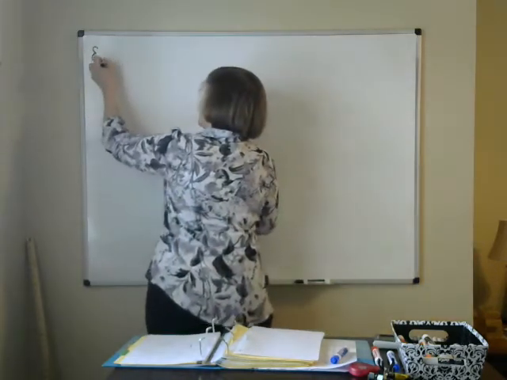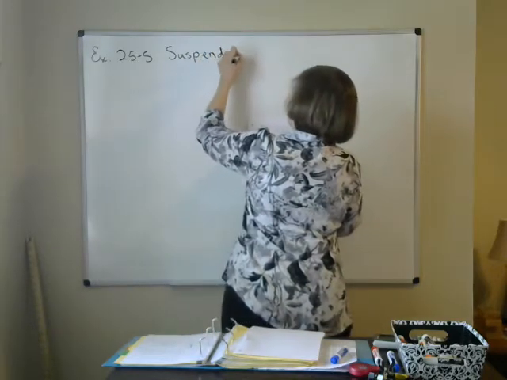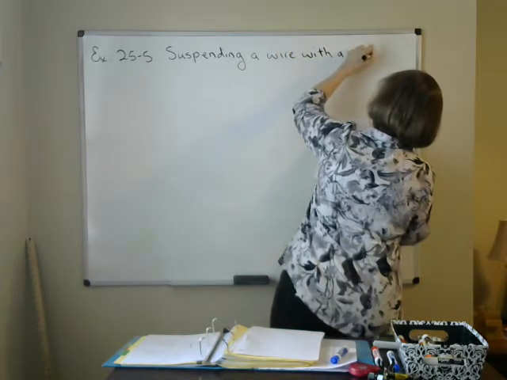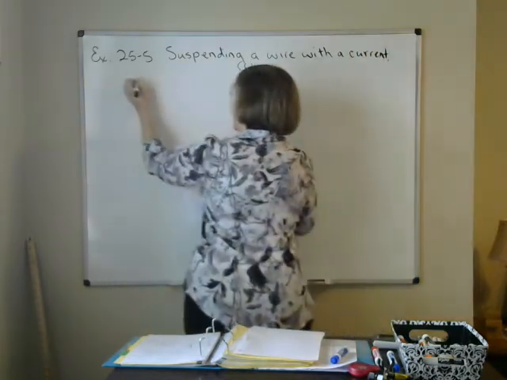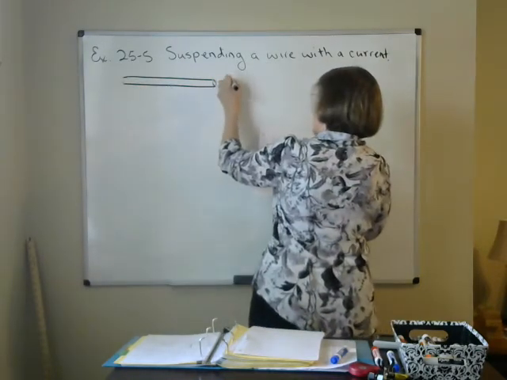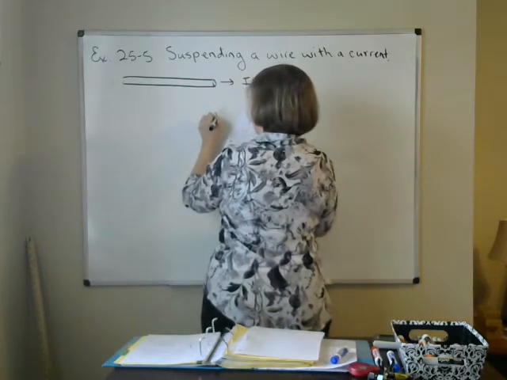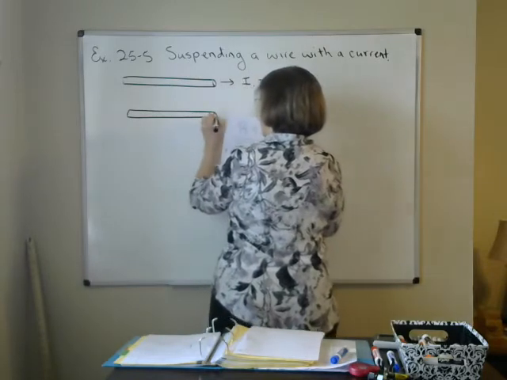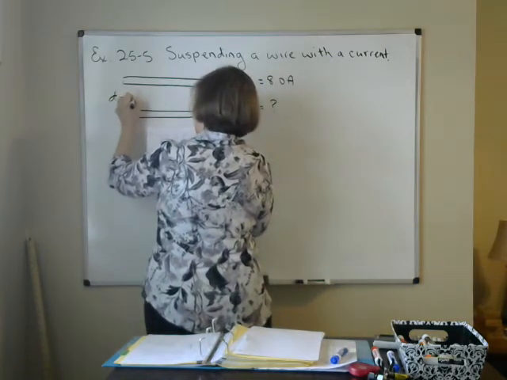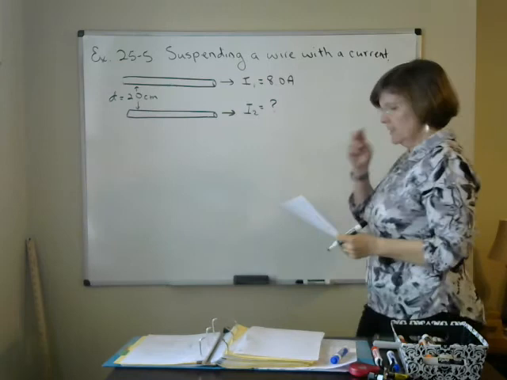In your textbook, this is example 28-5, and it's about suspending a wire with a current. We're going to have two wires. There's one wire. This wire has I1, and it's 8 amps. We have a second wire that is located at a distance 20 centimeters below it. So the distance between these two horizontal wires is 20 centimeters.